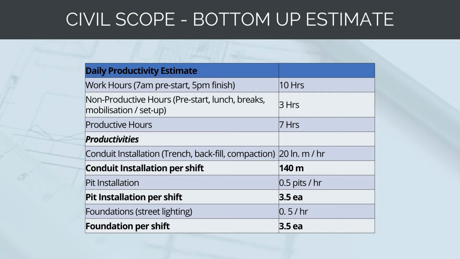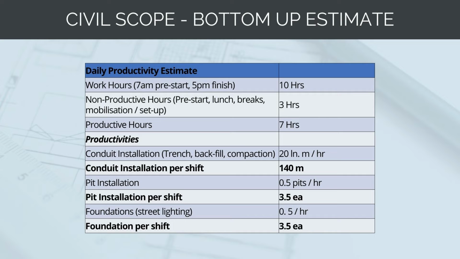Then, for each task, we need to factor it. We want to come up with a productivity per hour. So when the crews are fully working, fully engaged, how much work can they get done per hour? So conduit installation, we'll say is 20 linear meters per hour. Pit installation, they'll do a pit every 2 hours, so 0.5 pits an hour. And then foundation installation, again, they'll say they do a foundation every 2 hours.